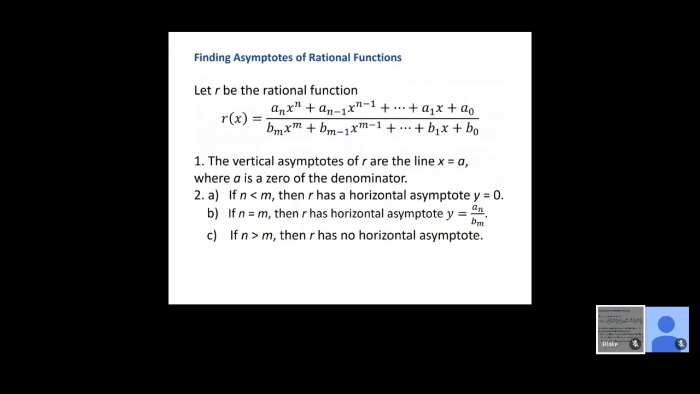All right, so now we're going to let R be the rational function. And notice here, I've got the polynomial in the numerator. I've got a different polynomial in my denominator now. These are the polynomial forms that we've been looking at throughout this unit.